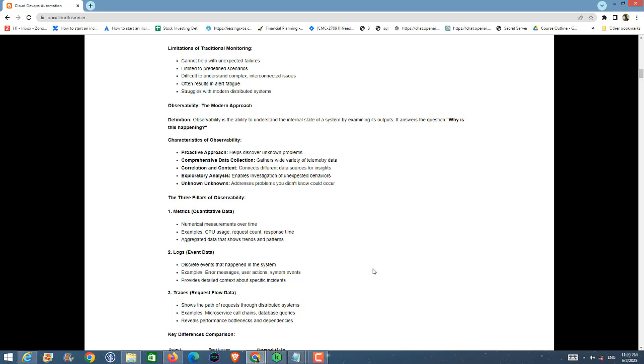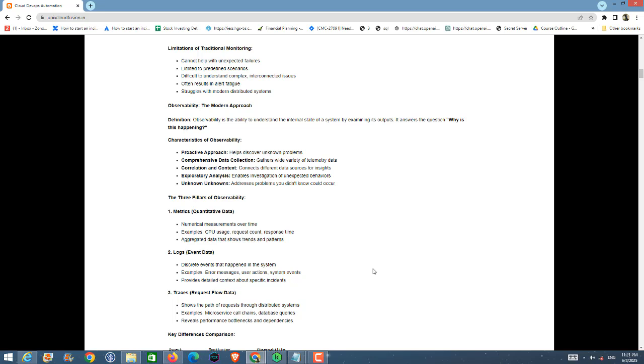Next is your logs, that is your event data. Okay, so there are discrete events which your applications might be handling, your system might be handling, right? And all these applications, the systems, there are many places where the logs keep on generating. And these logs have very important and vital information in the sense that they collect your error message, user actions, system events, right? Now, if you are analyzing all these log data, then you can have a detailed context about the specific incident. And in most cases, you will be correlating between your metrics, your logs, and so on. And this actually extends to traces as well.